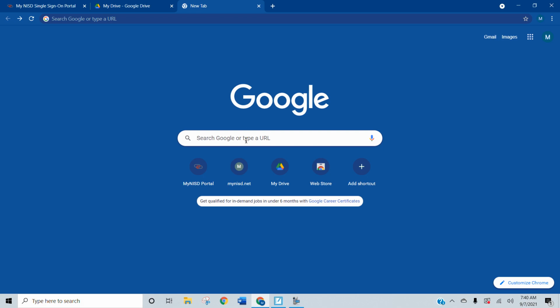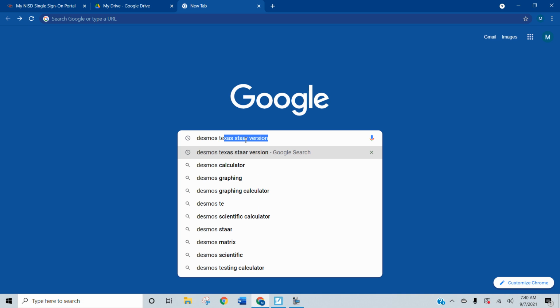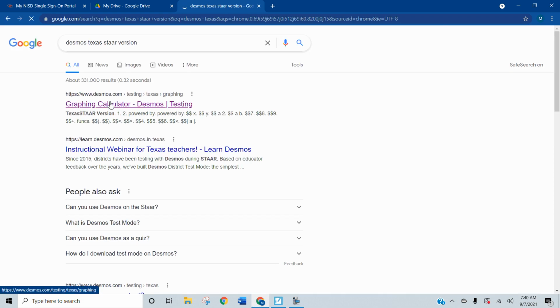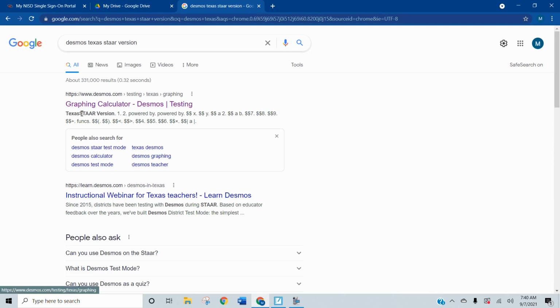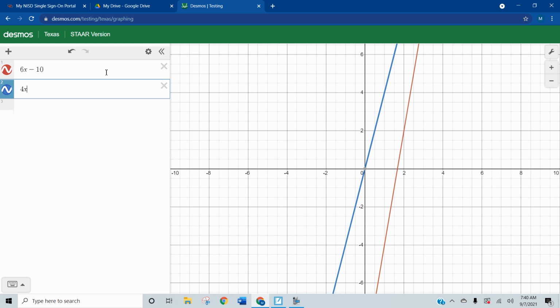So if you're at home, we can use the DESMOS testing version of the calculator. So we go DESMOS Texas. There's our DESMOS Texas star version, and we can see it down here too. But if you search for it, it'll be this one right here, and you can see Texas star version. Okay, so we'll graph the first function, which was 6x minus 10, and the second function, which is 4x plus 4.